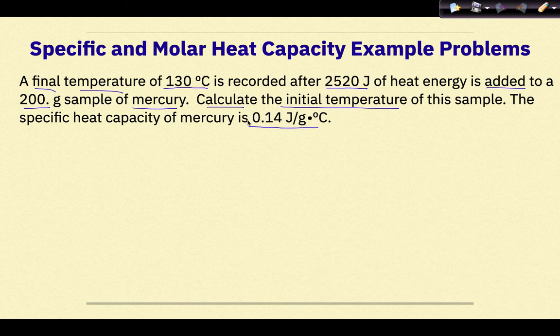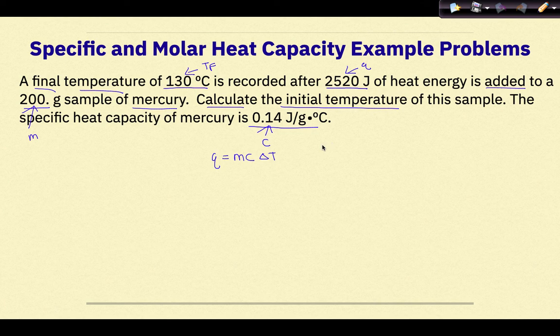So again, I'm always going to look at the variables that are given to me. I have a final temperature of 130 degrees Celsius. So this is my T final. I have a Q right here of 2,520 joules. I have a mass of 200 grams. And I also have a specific heat capacity, little c, right here. Given all of that information, I know that I'm going to use the formula Q equals mc delta T.